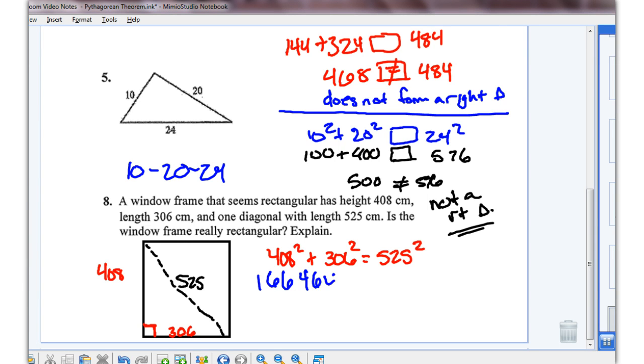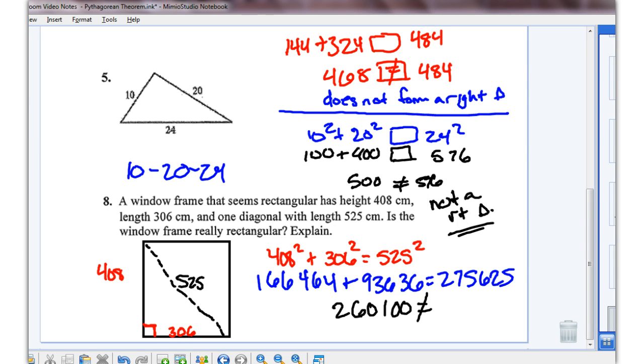166,464 plus 306 squared is 93,636. And 525 squared is 275,625. So we got to add up, just like before, 166,464 plus 93,636, and that gave me 260,100. And we can see that that's not equal to this 275,625 number. So it's not a right triangle. So the window is not rectangular.